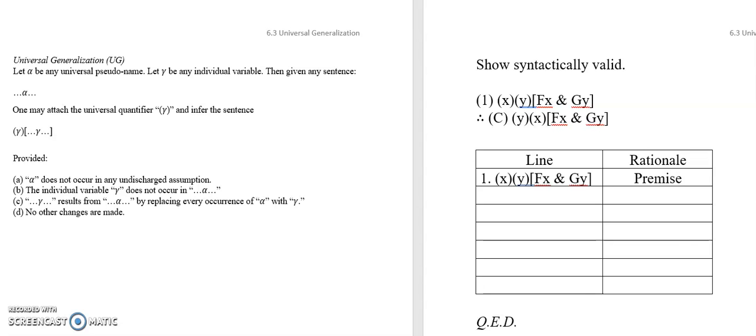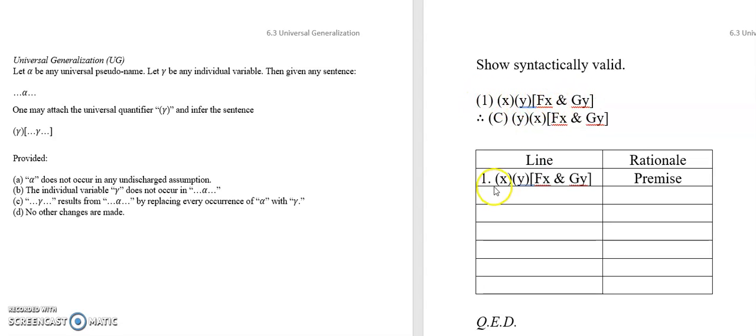Alright, logic fans, welcome to our second video on universal generalization, and we're just going to keep charging through some examples here. So I want to draw our attention to this one, which forces us to close in on some key aspects of universal instantiation and universal generalization.